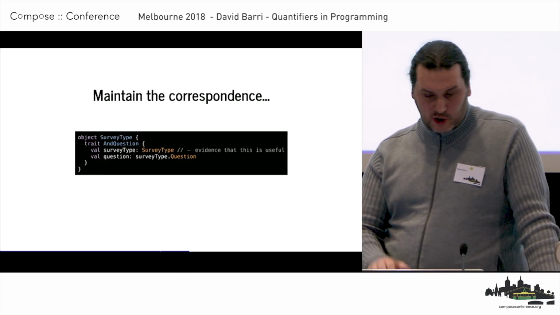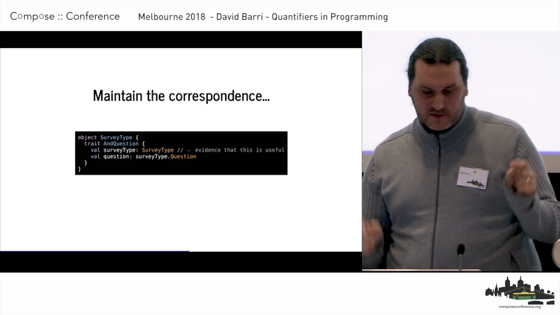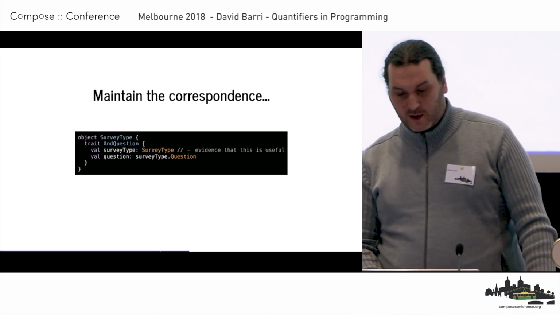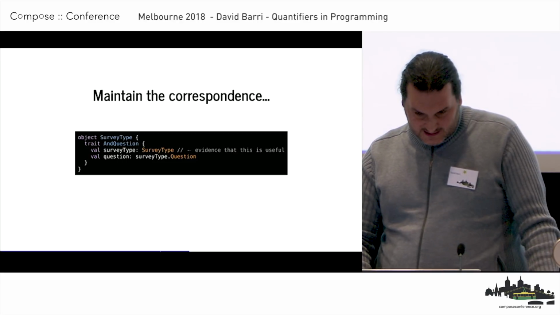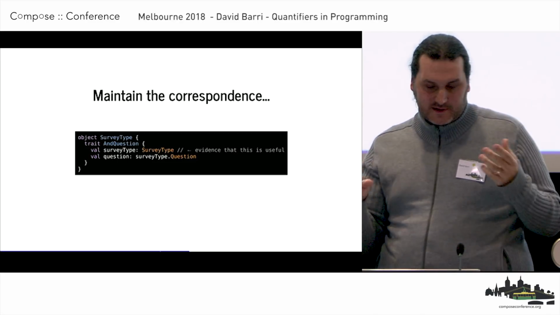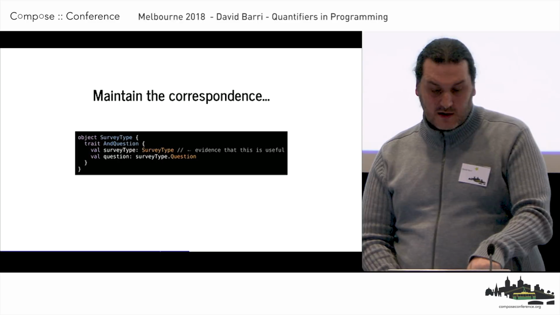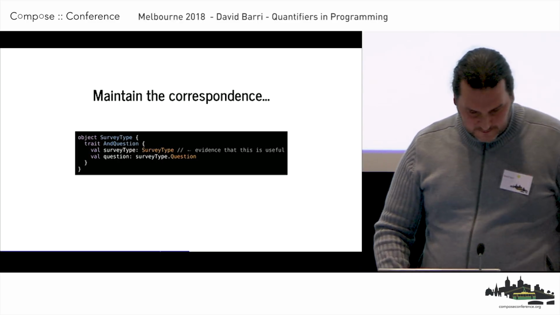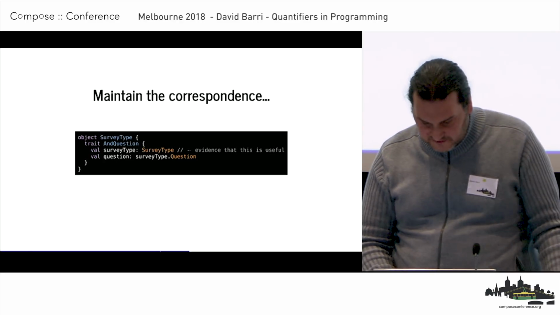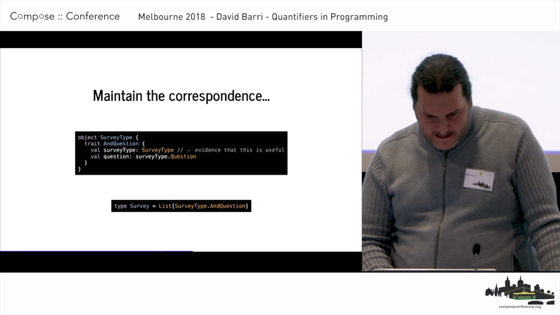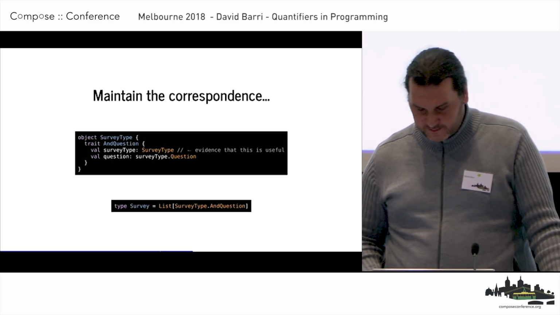So let's model that in code. We'll create a trait here. It's called survey type and question. It's going to have two fields. One is a survey type, and then the other one's a question. Now, look at the types of those two. What we're doing here is maintaining that correspondence between this question that could be anything and the survey type. We're saying that the type is survey type.question. So yeah, it's important to manually maintain that evidence that you're dealing with something useful. Okay, and now we can go back to our survey and say it's a list of survey types and questions.